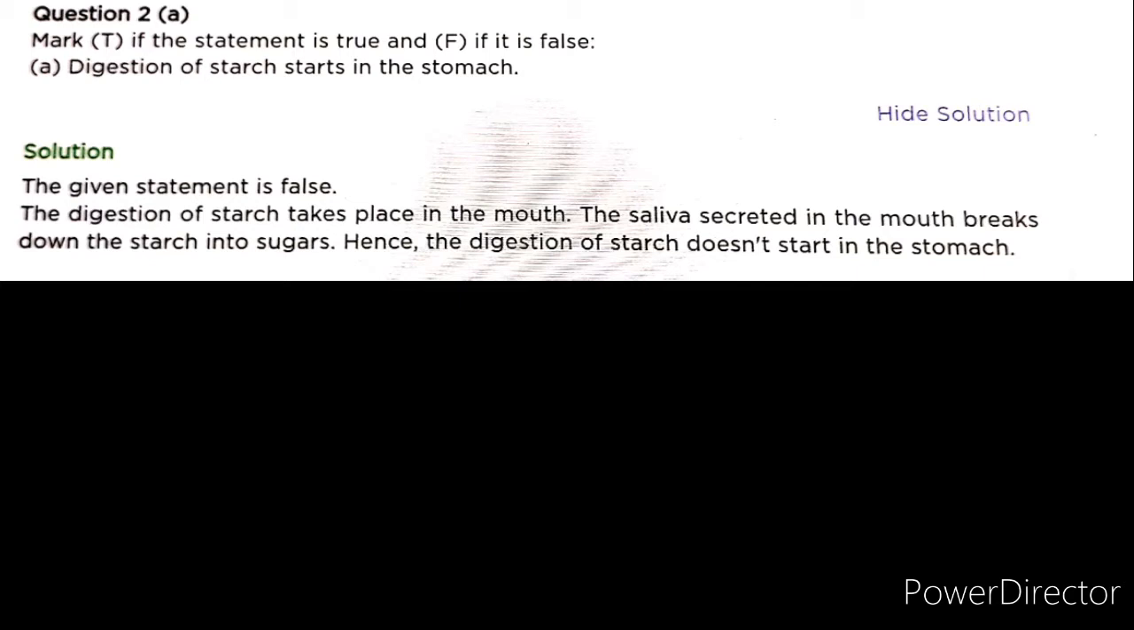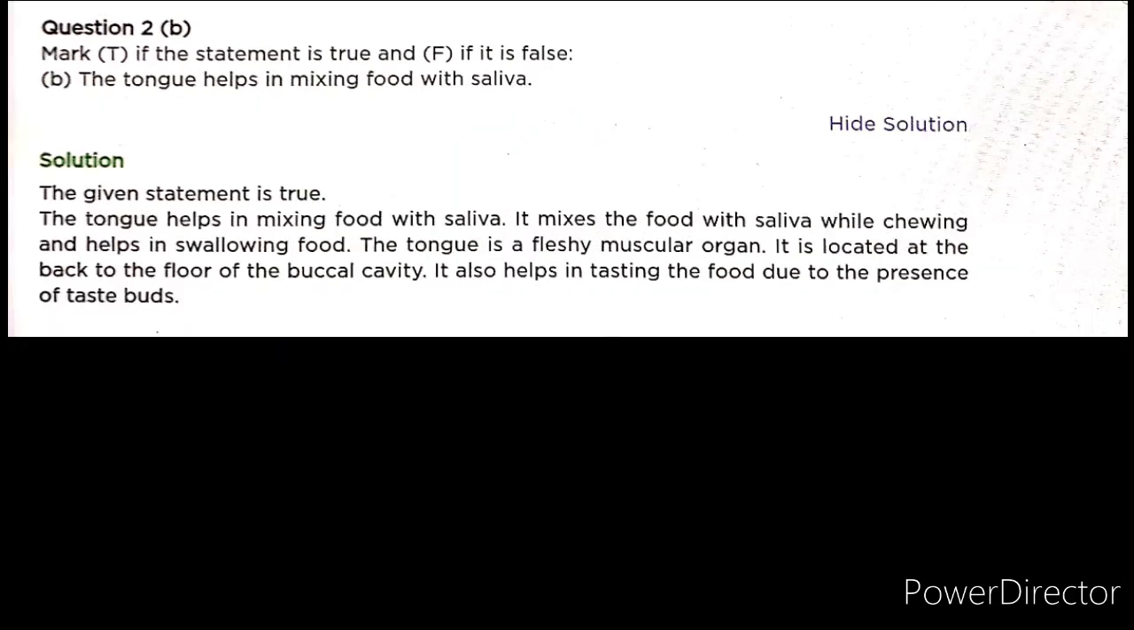A. Digestion of starch starts in the stomach. Is it true or false? The given statement is false. B. The tongue helps in mixing food with saliva. Is it true or false? The given statement is true.